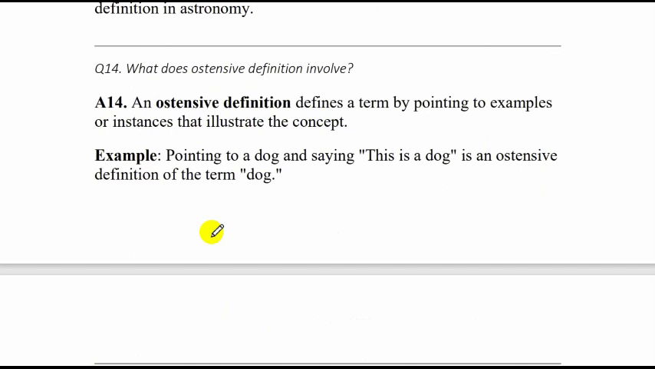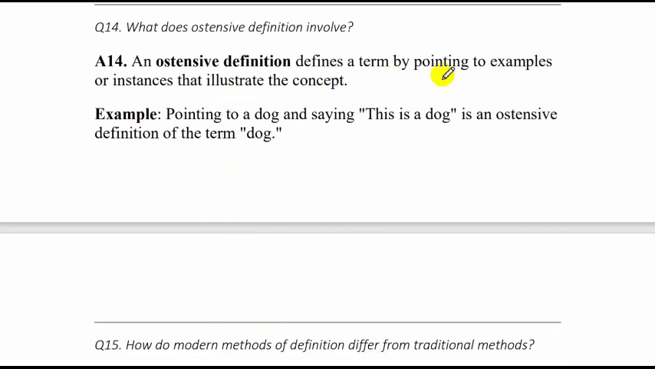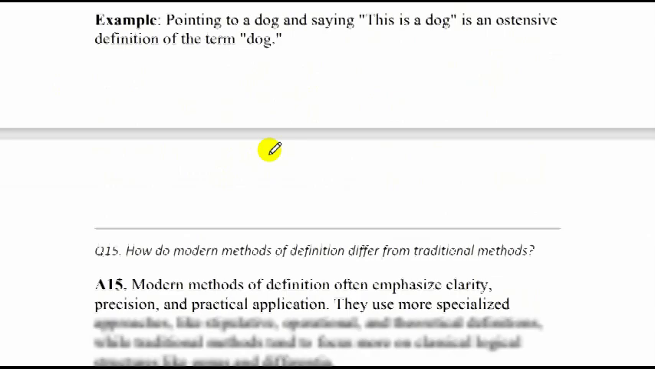What does ostensive definition involve? An ostensive definition defines a term by pointing to examples or instances that illustrate the concept. Example: pointing to a dog and saying "this is a dog" is an ostensive definition of the term dog.